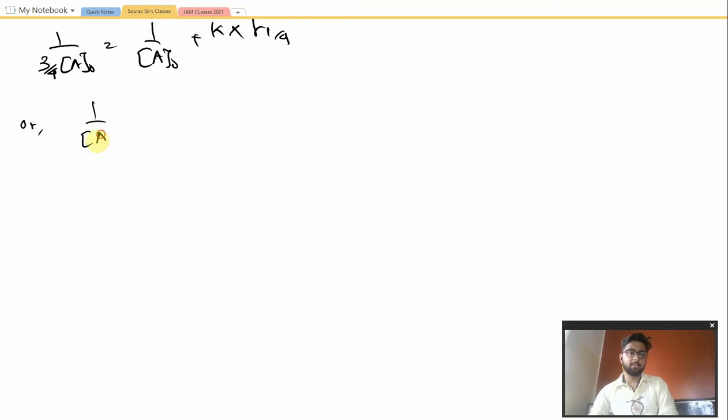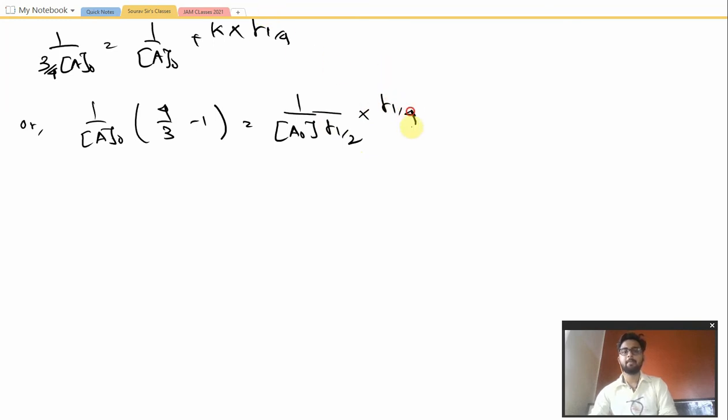1 by A naught is taken common over here. 4 by 3 minus 1 would be equal to, let us put the value of K from the above equation, 1 by A naught into K into T half into T 1 by 4. So this one and this one cancel out. We have 1 by 3 into T half would be equal to T 1 by 4. So the value of T half is given to be 10 minutes.